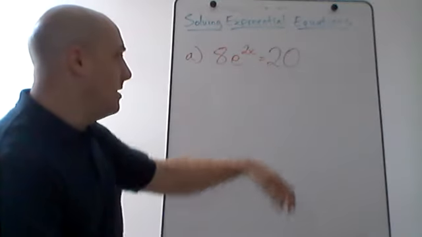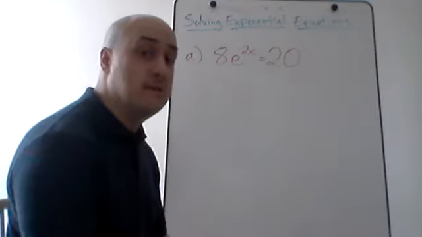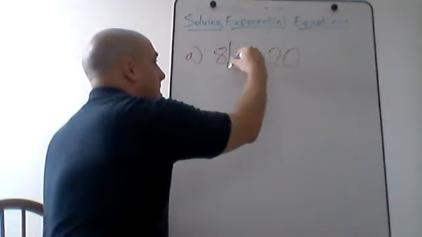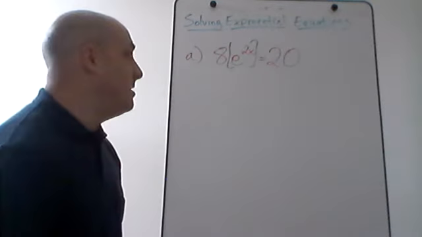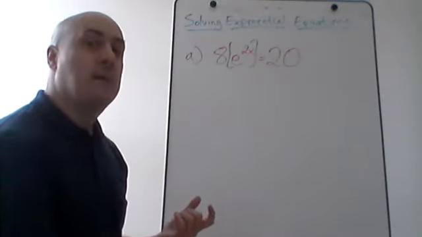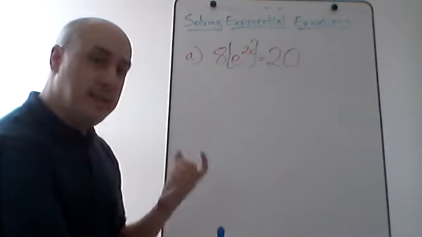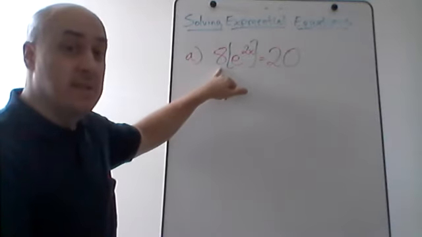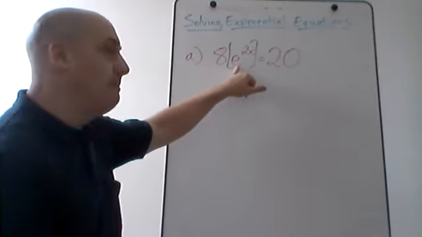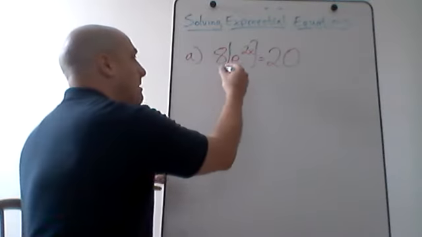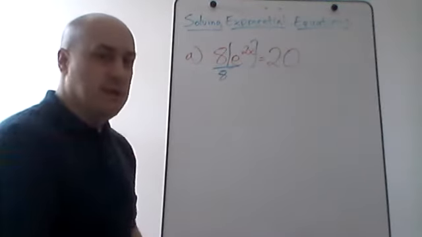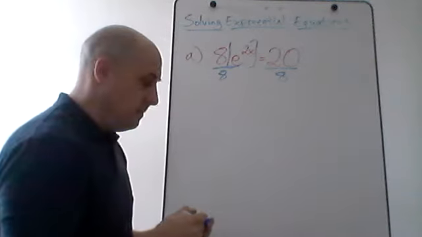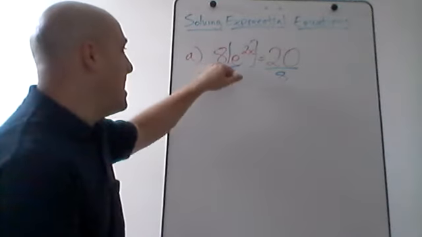So when I'm solving an exponential equation, the first thing I need to do is isolate the exponential term, meaning the base raised to the power. In this case, it's that e to the 2x. My base is e, my exponent is 2x. I need to get the e to the 2x all by itself on that side of the equation, which means I need to get rid of this 8. Since it's 8 multiplied by e to the 2x, I don't really get rid of it, I just move it to the other side of the equation, but I move it by dividing, because it's 8 times that.